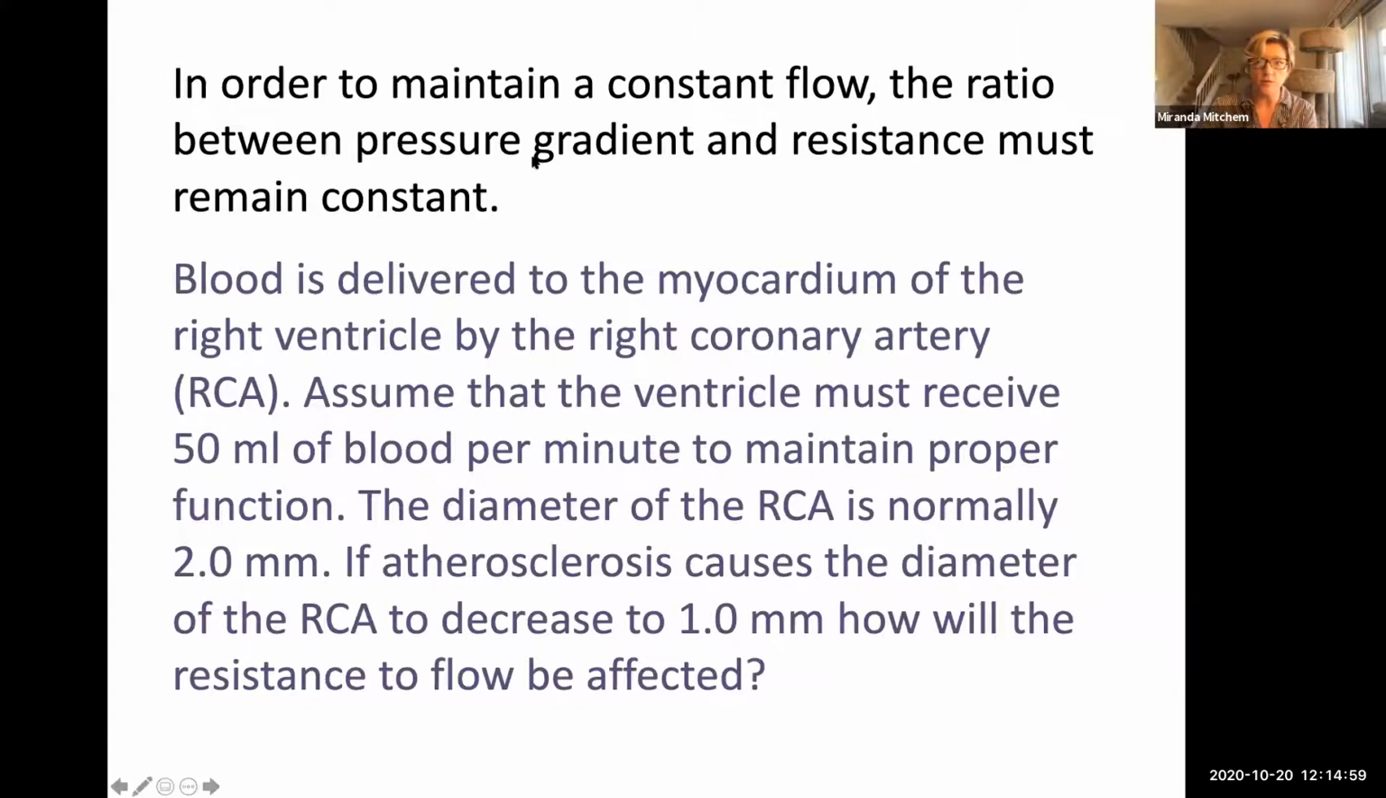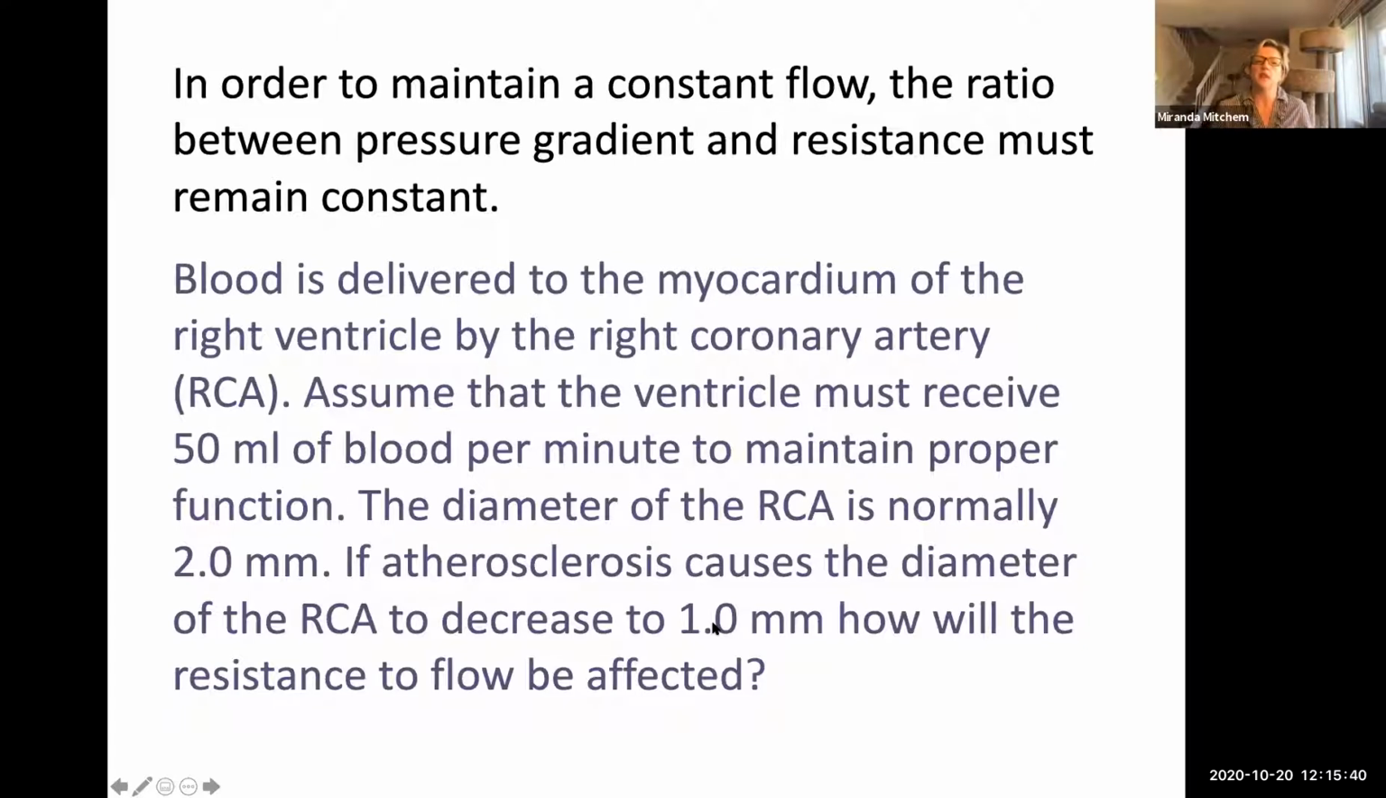So our blood moves out of the right ventricle. Where's it going? Out of the right ventricle, that means it's going to the lungs. Right side goes to the lungs, left side goes to the aorta. So in this example, you're told that the ventricle needs 50 millimeters of blood every minute to maintain its function. And the diameter of the right coronary artery, you're told, is 2 millimeters. Through the process of atherosclerosis, it causes narrowing of the diameter to 1 millimeter. So it's half the size.